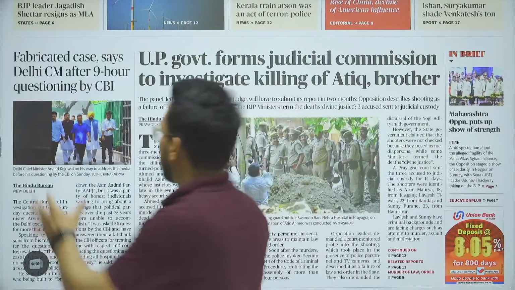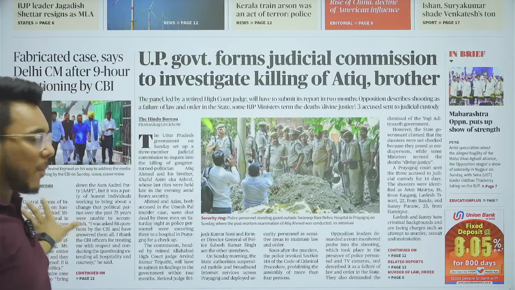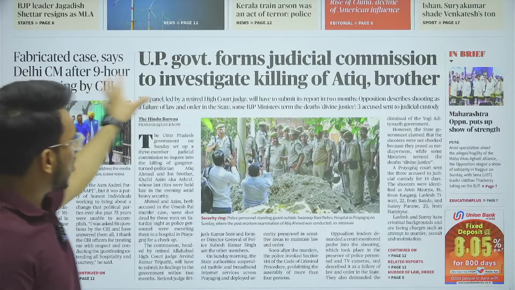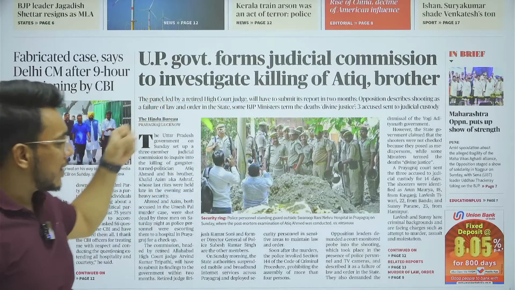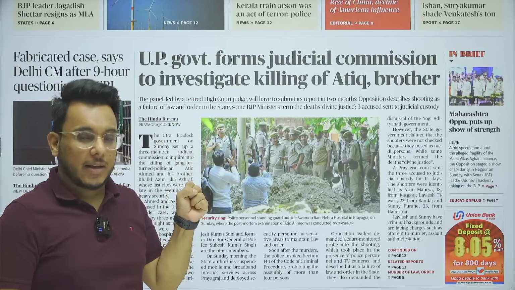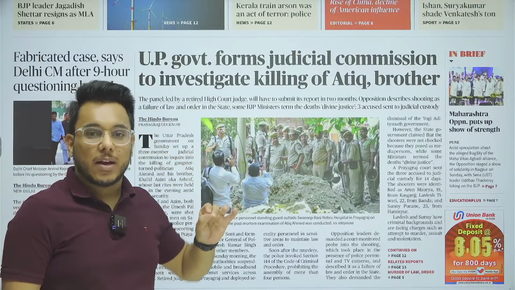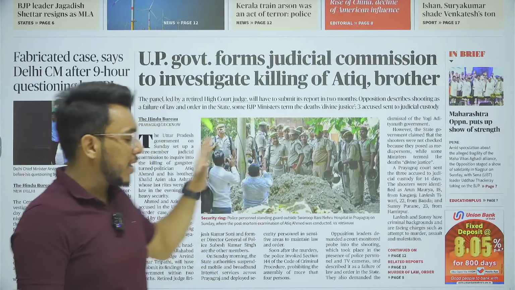So the first article, fabricated case, UP government forms judicial commission to investigate killing of Atiq's brother. Now the article is not important for our examination. Guys, we are not required to go into the details of this particular article, but we can see this particular angle with respect to Ethics, GS paper number 4. So only that academic dimension we'll try to see, but nothing more than that.